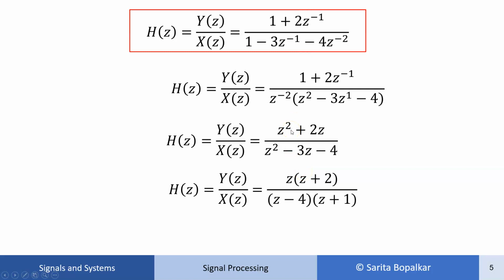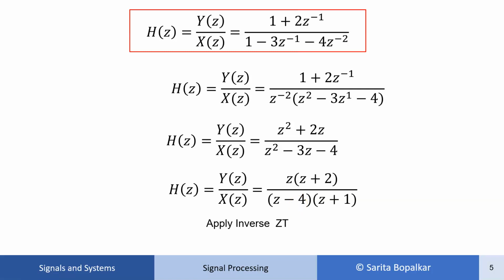Numerator polynomial: z we will take common, z plus 2. Denominator polynomial: roots are 4 and minus 1, so I will write z minus 4, z plus 1. So roots of the numerator polynomial are nothing but zeros, and roots of the denominator polynomial are nothing but poles.